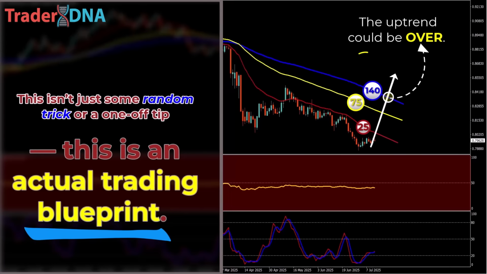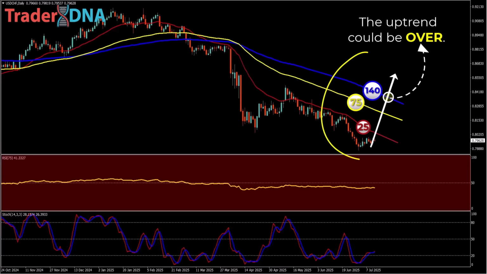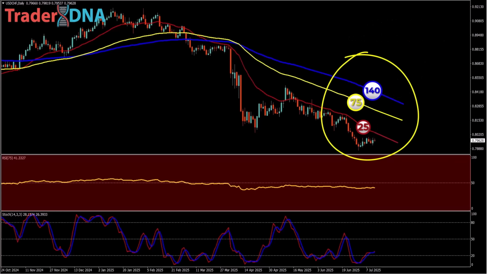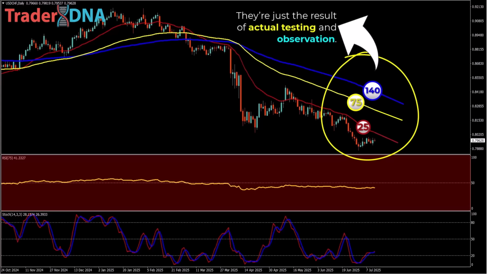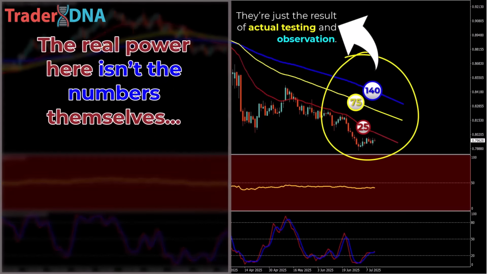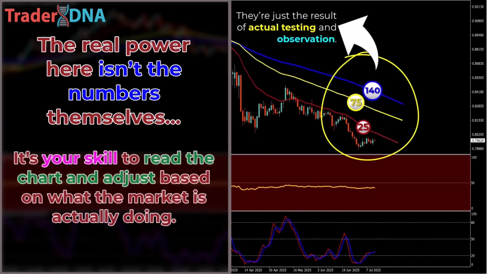And don't forget, the numbers we're using, 25, 75 and 140, they're not magic, they're not lucky, they're not sacred, they're just the results of actual testing and observation. In your charts, you might find slightly different numbers work better, and that's awesome, because the real power here isn't the numbers themselves. It's your skill to read the chart and adjust based on what the market is actually doing. That's how real traders think. That's how you should think.